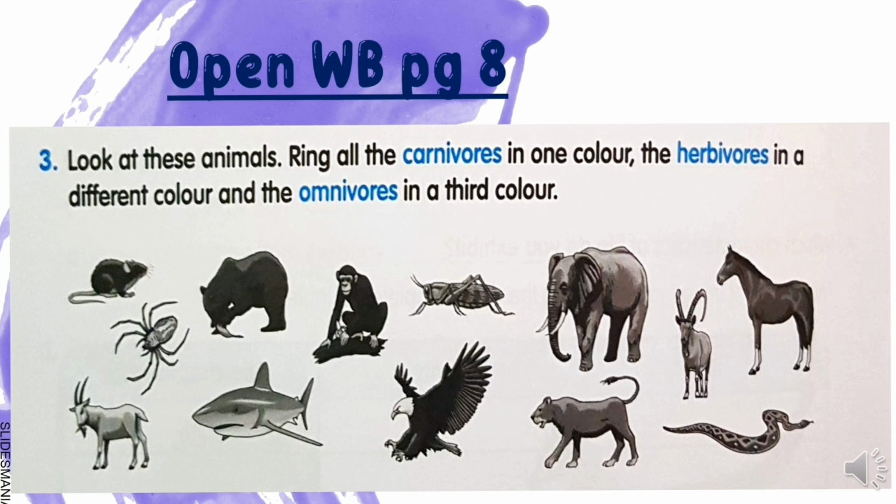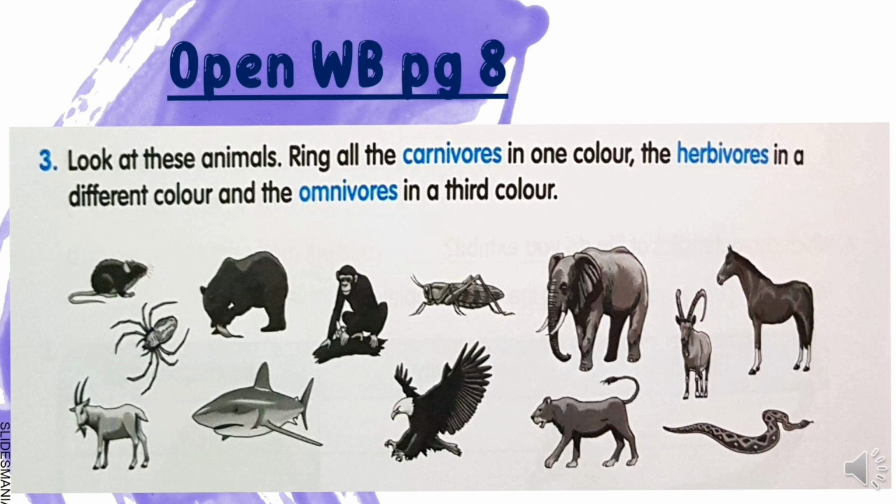Look at these animals. Color all the carnivores in one color, herbivores in a different color, and the omnivores in a third color, same as we did last time with the non-living, living, and once living. Make sure you use three colors. Here I have used red for carnivores, green for herbivores, and blue for omnivores.